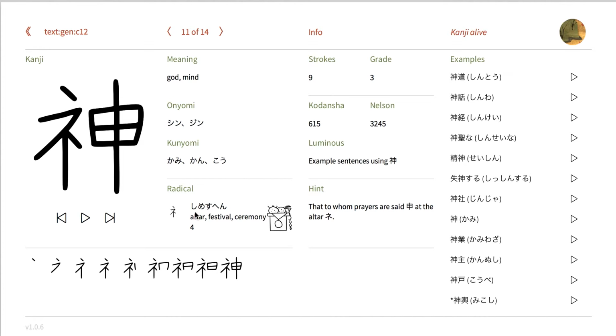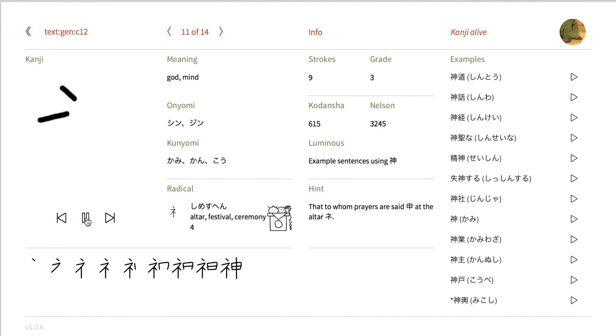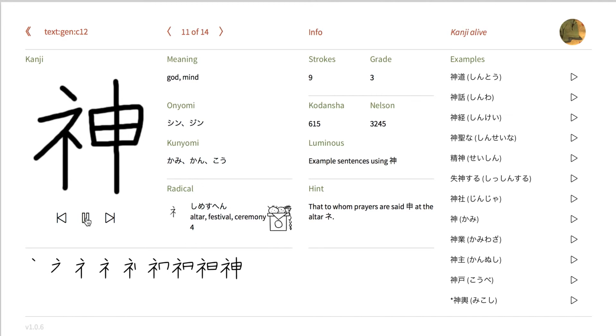The radical is the shimesuhen. Looks like katakana ne. And it means altar, festival, or ceremony, which is appropriate because Shinto has a lot of festivals and rituals and ceremonies for the kami. The stroke order, again, same as ne, it's a little shorter on the right side. And then a sun with a spear through it.